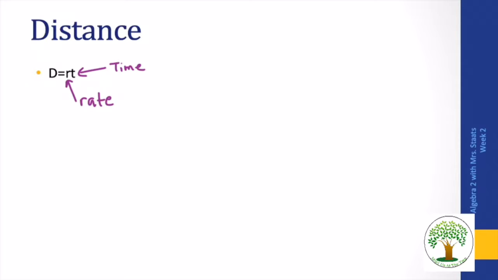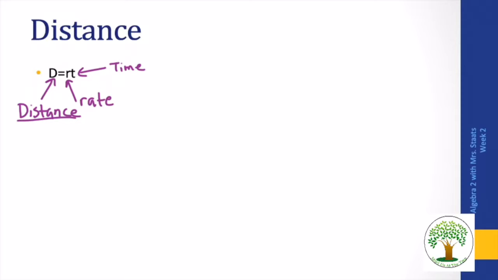And D stands for what? Distance. Distance equals rate times time. Yes, distance equals rate times time. Rate times time. You with me so far?